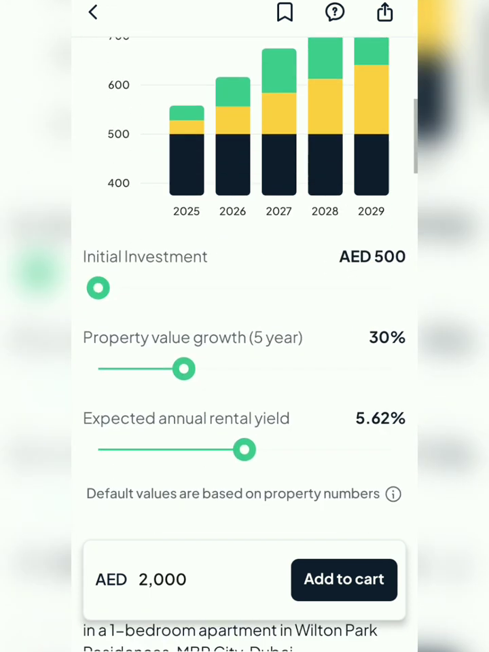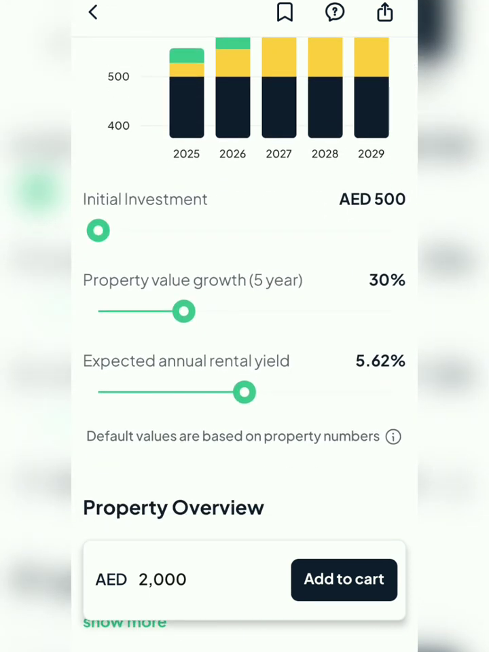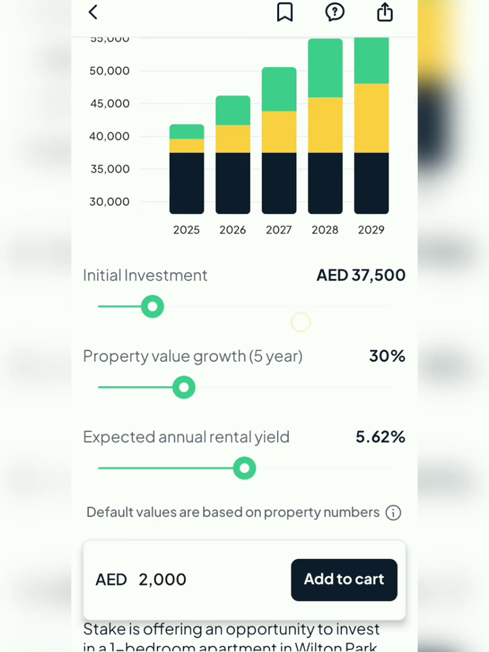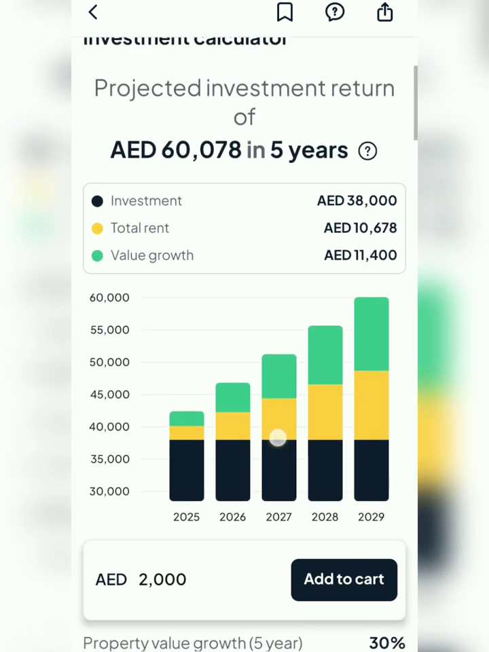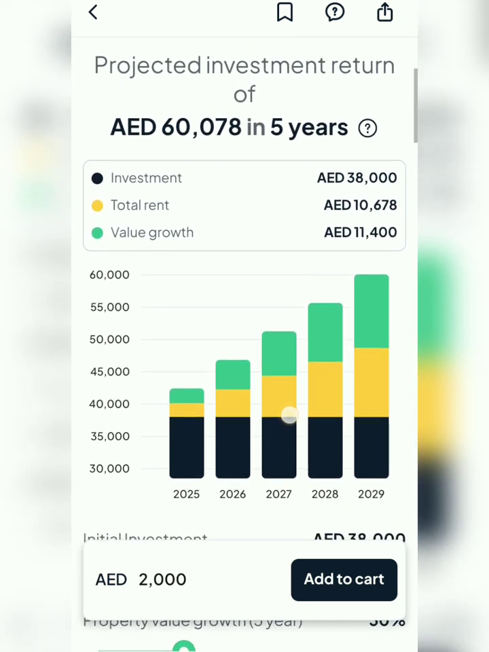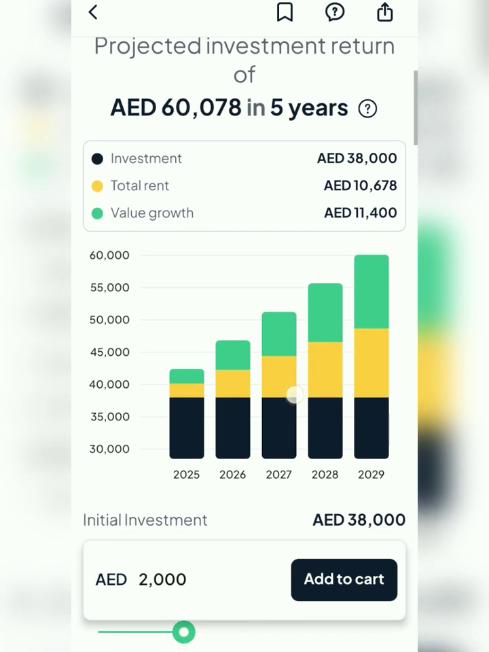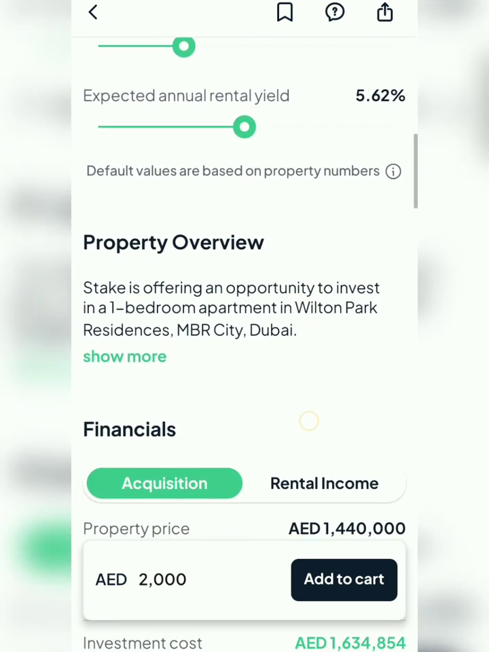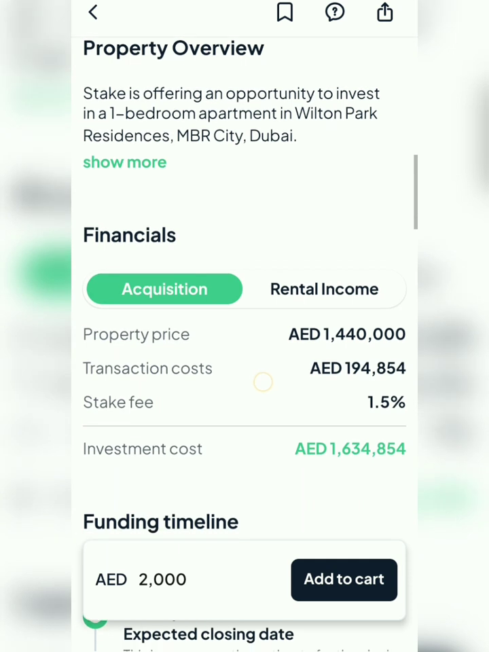So from here, you can initially scroll. For example, let's say you want to invest 37,000 dirhams, this is exactly what you'll be projected. Your projected investment return will be 60,000 in 5 years. So that is it for the investment calculator.